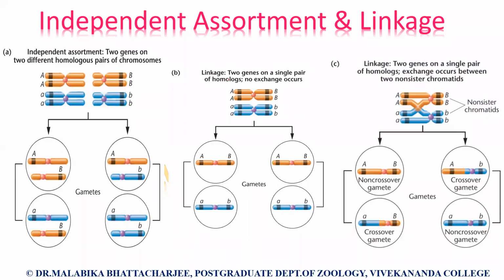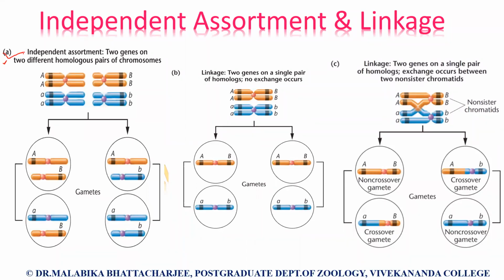So we start today with again independent assortment and linkage. And if you remember our previous class, we had discussed the difference between independent assortment, linkage, complete and incomplete. So this is a recapitulation of again going back through the three types. In figure A, if we concentrate ourselves in figure A. So all of you look into figure A.